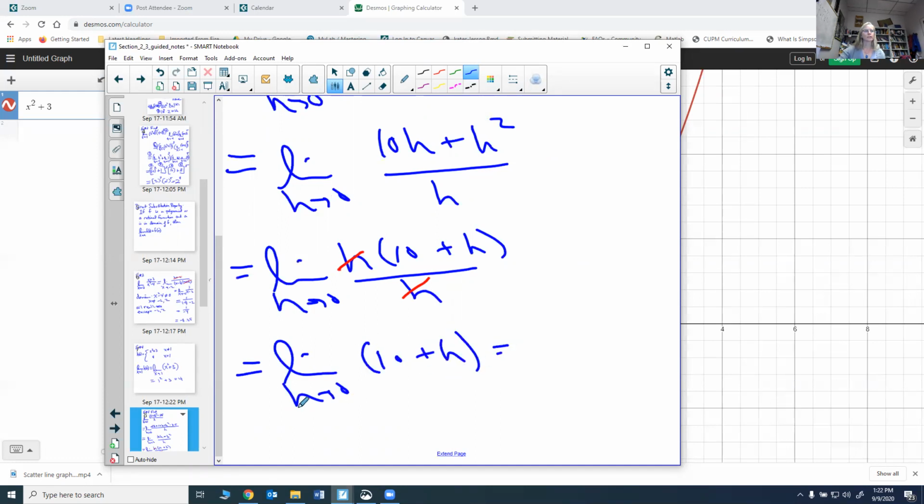Now I can do direct substitution. Now I can put the 0 in for h. The limit of a constant is just 10. The limit of h as h goes to 0 is just put the 0 in, so you get 10.